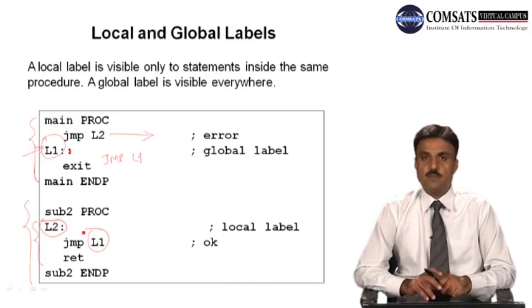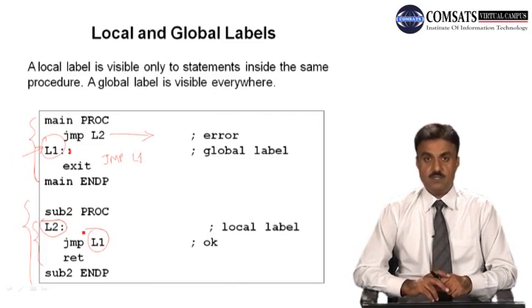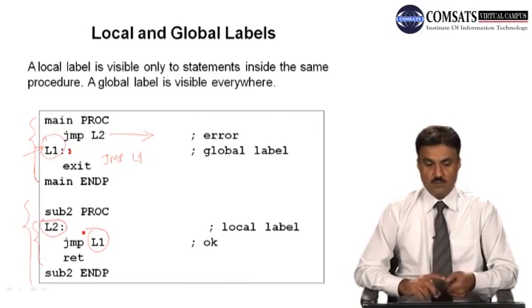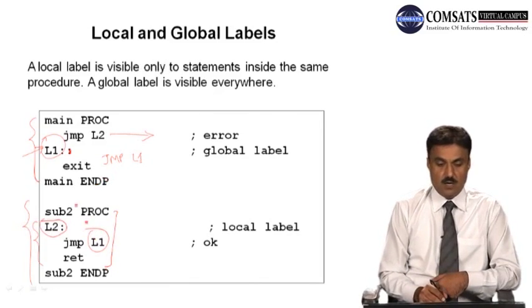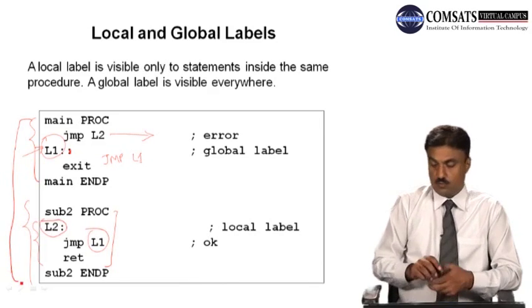This is the same concept like in C or C++ and other languages, the scope. So the scope of this local variable is limited to inside the procedure, and for this global variable their scope is inside the whole program and so on.